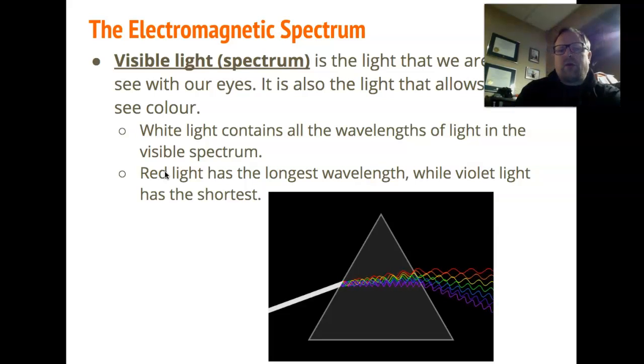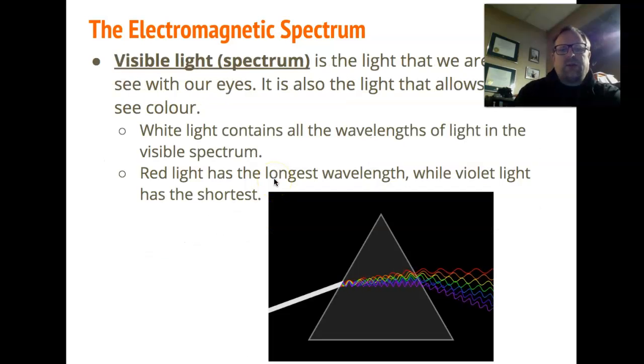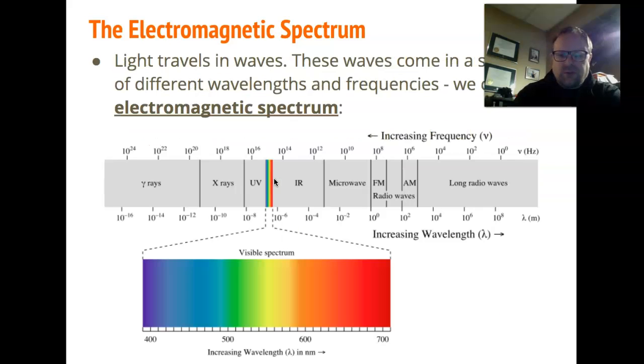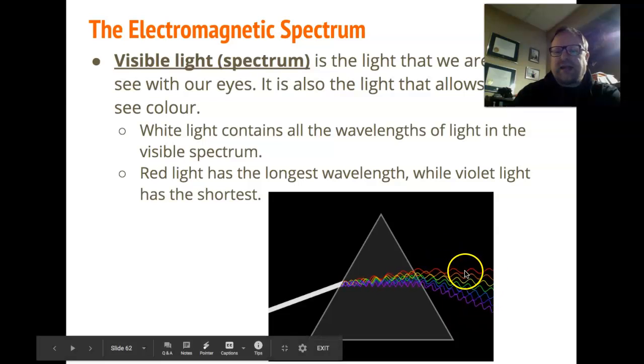Visible light is the colored part of the spectrum that we talked about earlier, this little thin section here. Visible light is the light we're able to see with our eyes, and it's also the light that allows us to see color. White light contains all the wavelengths of light in the visible spectrum. Remember, the visible spectrum is just this little narrow bit here, composed of that rainbow. Red light has the longest wavelength, and violet light has the shortest wavelength. And I put this back in here so you guys can see that again, with red having longer wavelengths and violet having the shortest, and then it just gets shorter as we move from red to violet.